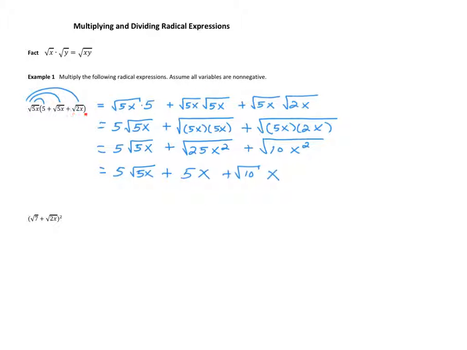So after distributing the square root of 5x to the three terms and simplifying a little bit, I got this as my final answer, and this looks like it can't be simplified anymore.